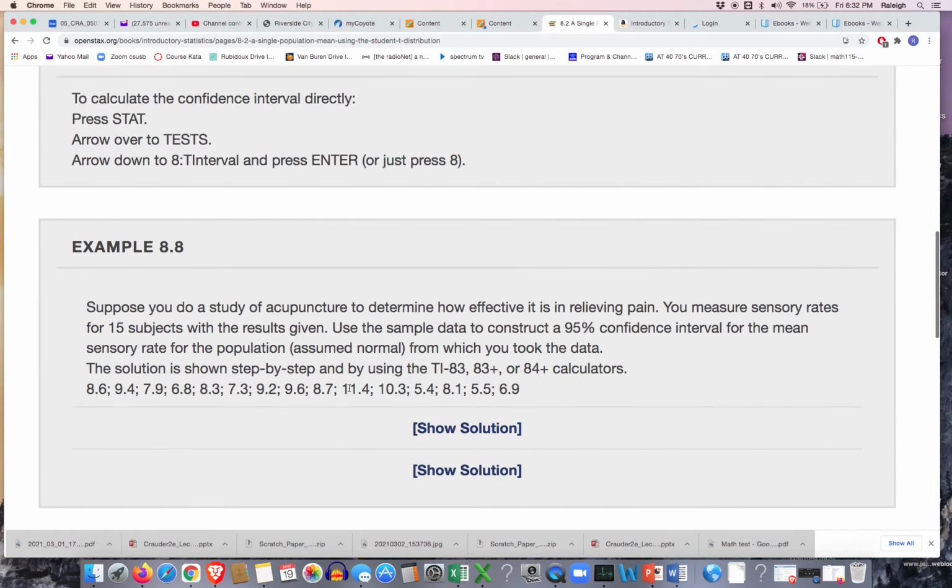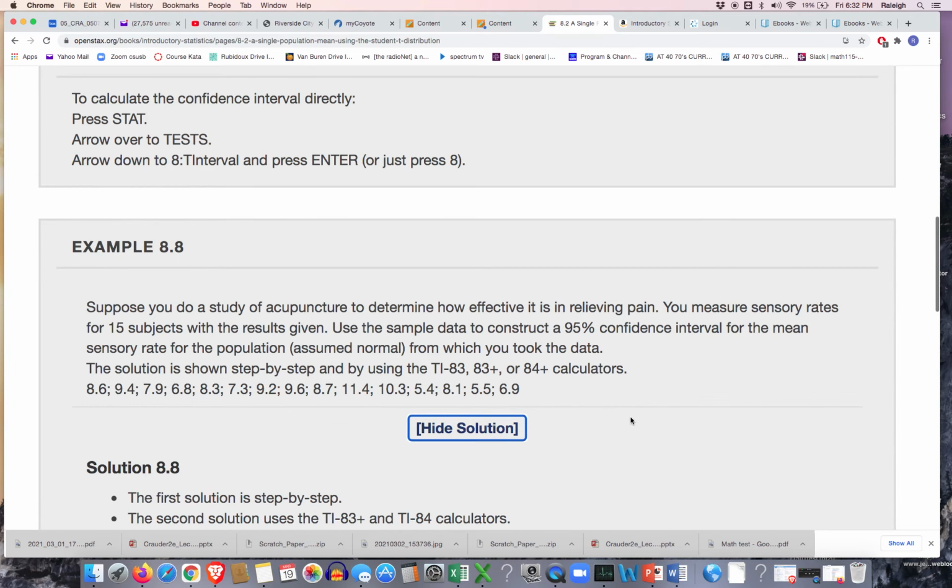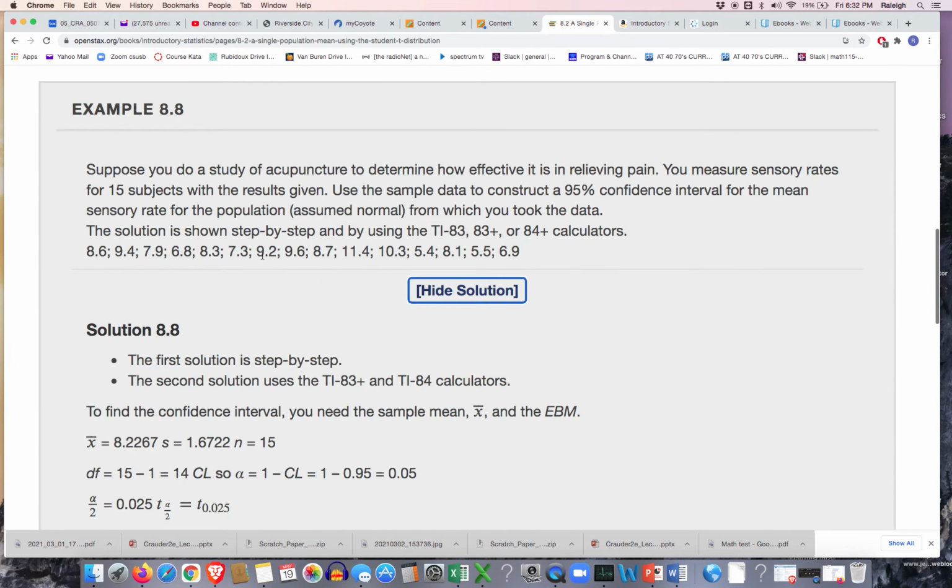Now they have some instructions with the TI and all, and let's see if we can run through this one. Getting about halfway through this particular section. Let's take a look at this particular example. It's a study of acupuncture to determine how effective it is in relieving pain. You measure sensory rates for only 15 subjects with the results given. And so we can use this data to construct a 95% confidence interval for the mean.